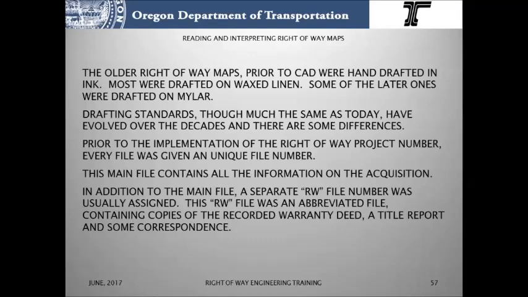Drafting standards, though much the same as today, have evolved over the decades, and there are some differences. Now, prior to the implementation of the right-of-way project number, every file was given a unique file number. The main file contains all the information on the acquisition. In addition to the main file, a separate RW file number was assigned to this acquisition, and that was an abbreviated file, containing copies of the recorded warranty deed, title report, and some correspondence.